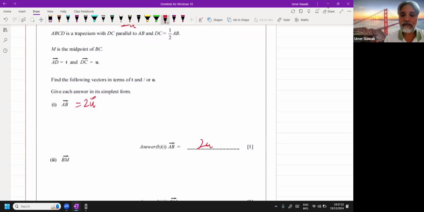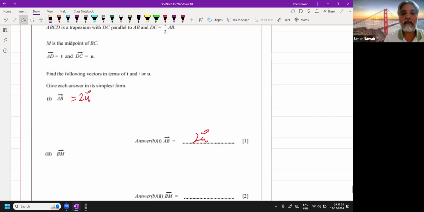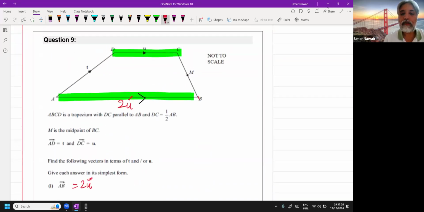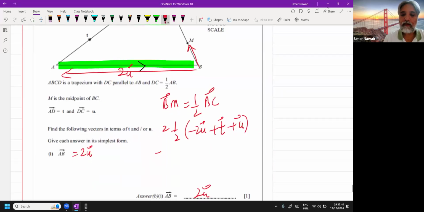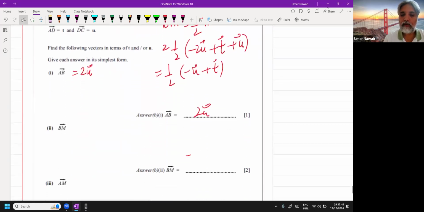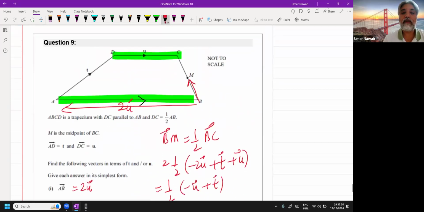Next, BM. Now BM is half of BC. And can I find BC? I'll go from here to here: minus 2U plus T plus U. So half of minus U plus T. And then I write here minus half U plus half T in the expanded form.